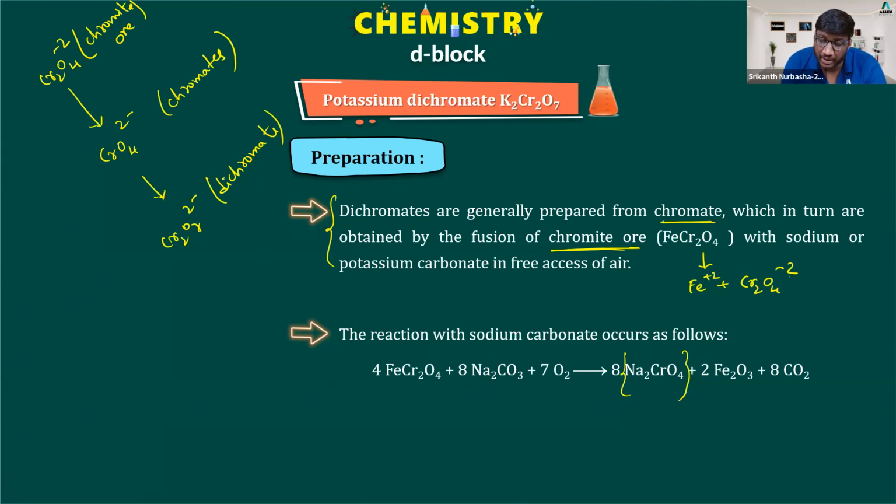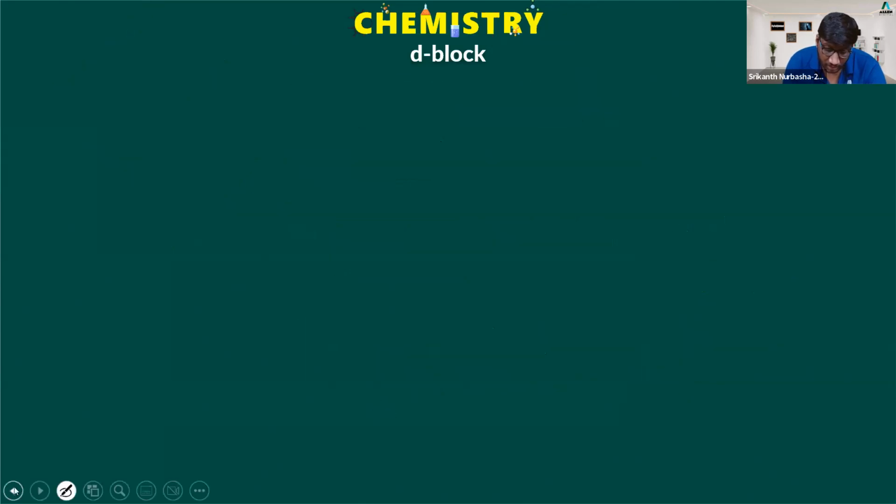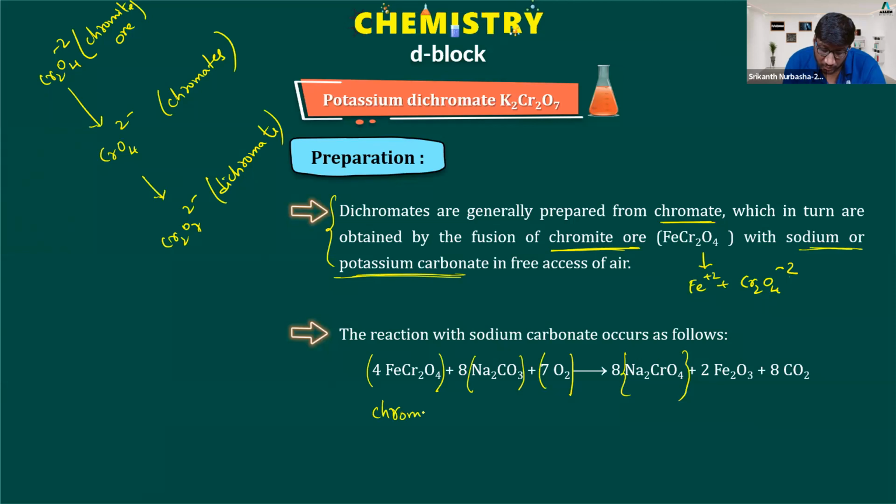Dichromates are generally prepared from chromate, which in turn is obtained by the fusion of chromite ore with sodium or potassium carbonate in the presence of air. The reaction with sodium carbonate occurs as follows. The chromite ore reacts with Na2CO3 in the presence of oxygen to form chromate. Write down this, all of you. You have to remember these equations.